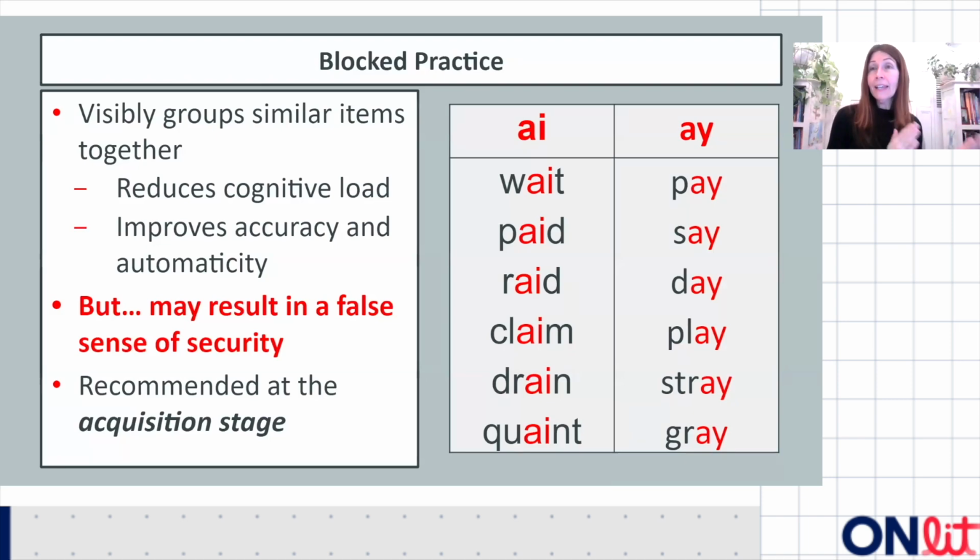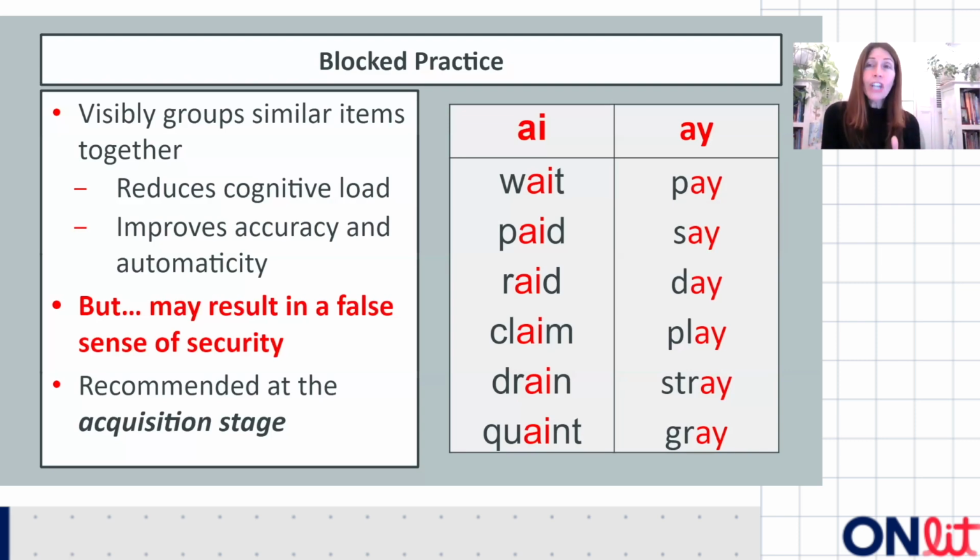And on the other end of that, we have AY, says A, but it's the spelling used at the end of a word, and we see that here. What makes this blocked is if you look at how they're stacked, it's very easy to see that pattern, even if I didn't have it color-coded for you. And so what happens then, students are set up for success. They would get into kind of this pattern of A, that they could read down the column, wait, paid, raid, claim.